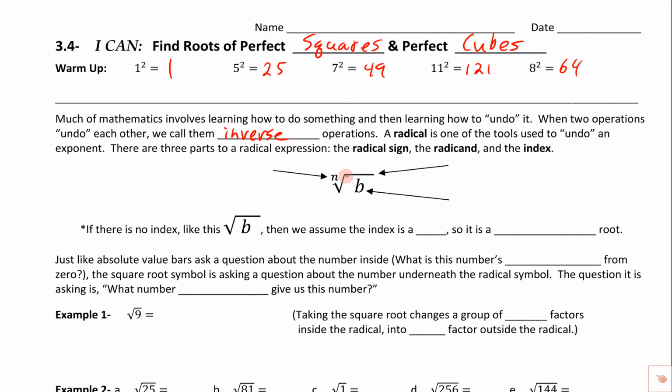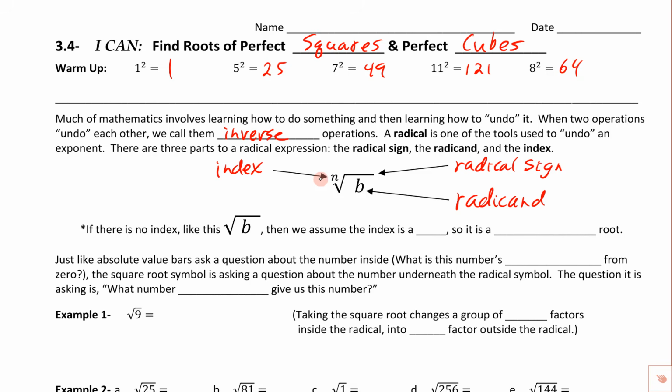Now, this thing that looks kind of like a division box with a little hook on the end, a little check mark right there, is called a radical sign. So I'm going to write radical sign. Now, this number underneath here, notice that it's a B. It's kind of like the base, but we call that a radicand. So the radical sign is the little check mark box right there. The radicand is the number underneath. And then the index is the number that goes in the little crook there.